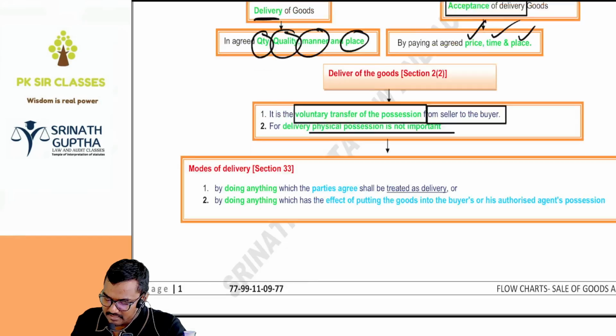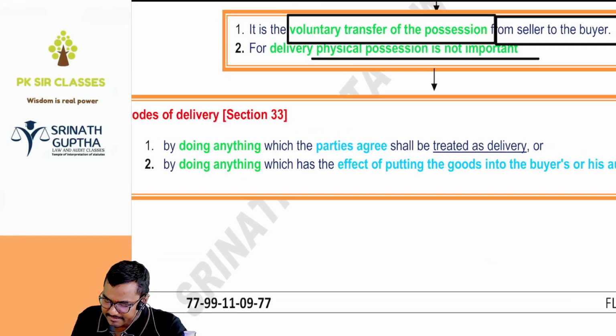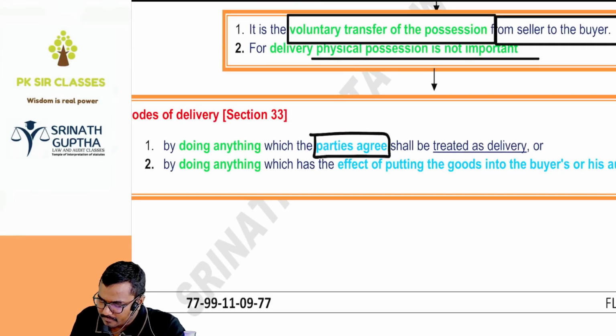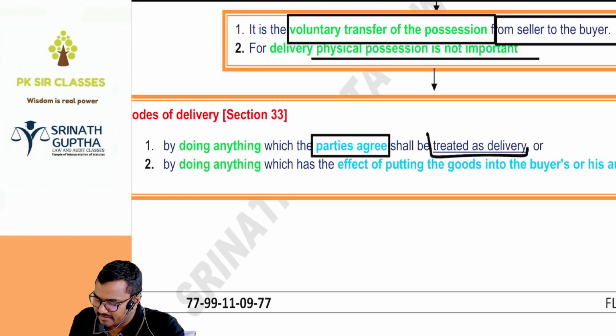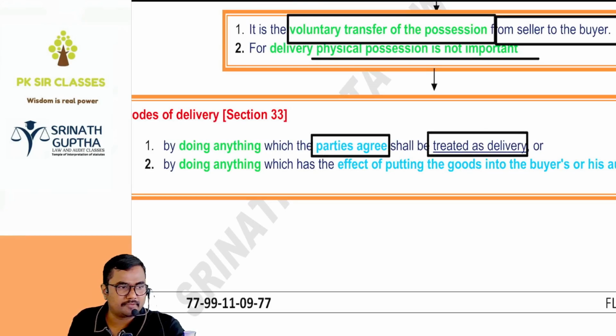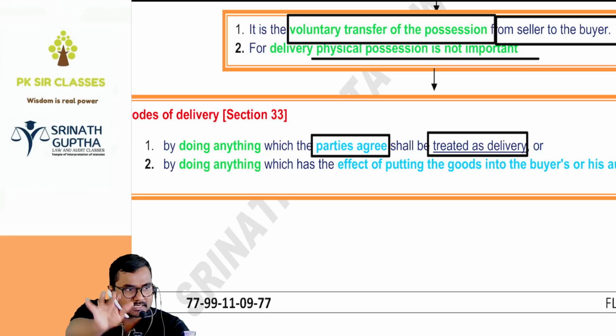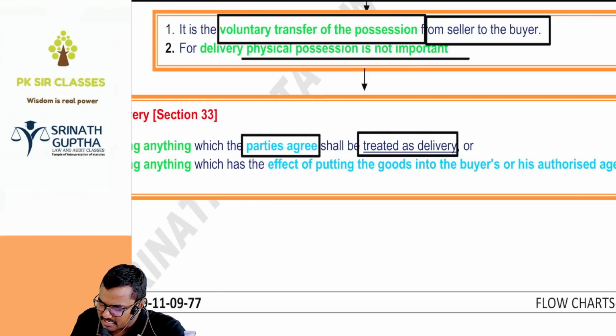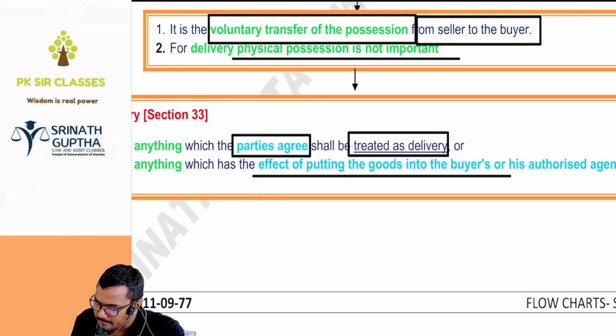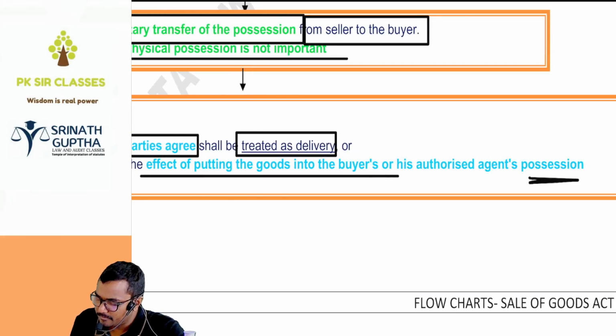What are the modes of delivery? By doing anything which the parties agreed to be treated as delivery. Few people say if you keep the rice bag before the shop it is delivery, few people say you have to keep it in his hands only. That can be anything which buyer and seller agree. And by doing anything which has the effect of putting the goods into the buyer's or his agent's possession, it is deemed to be delivery.